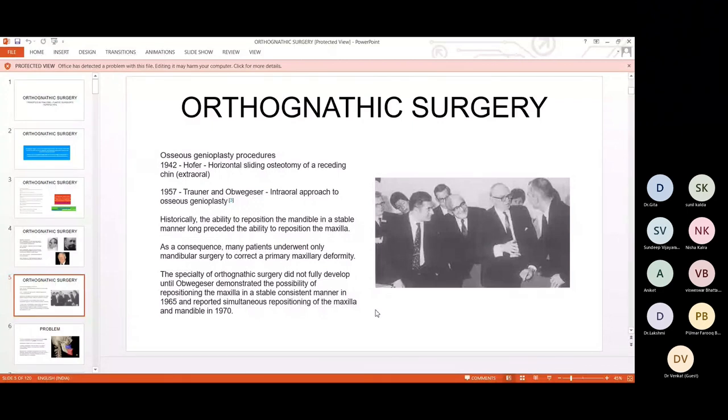So osseous genioplasty procedures were started in 1942 by Hofer, and in 1957 Trauner and Obwegeser described the intraoral approach to osseous genioplasty. So this is the one which I just talked to you about. Trauner was his senior consultant, and he did it on one side very quickly and extraorally, and then Obwegeser had to struggle to do the sagittal split on the other side.